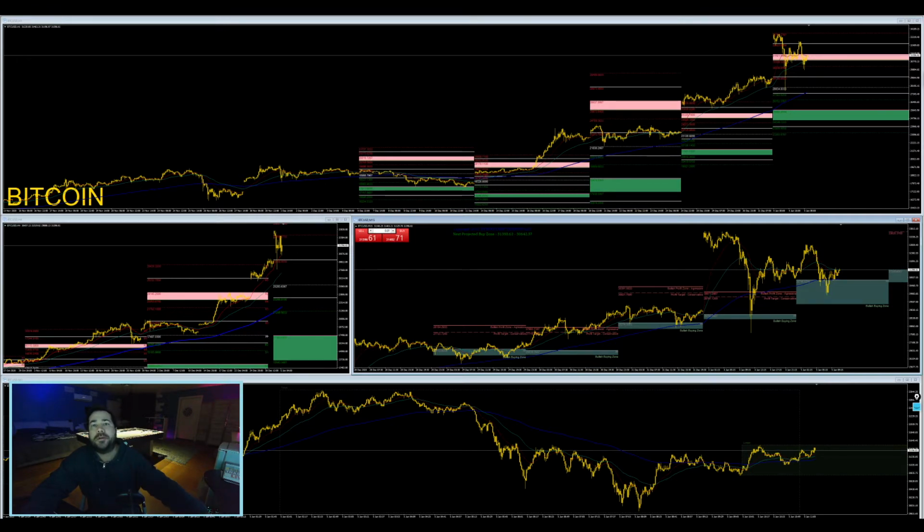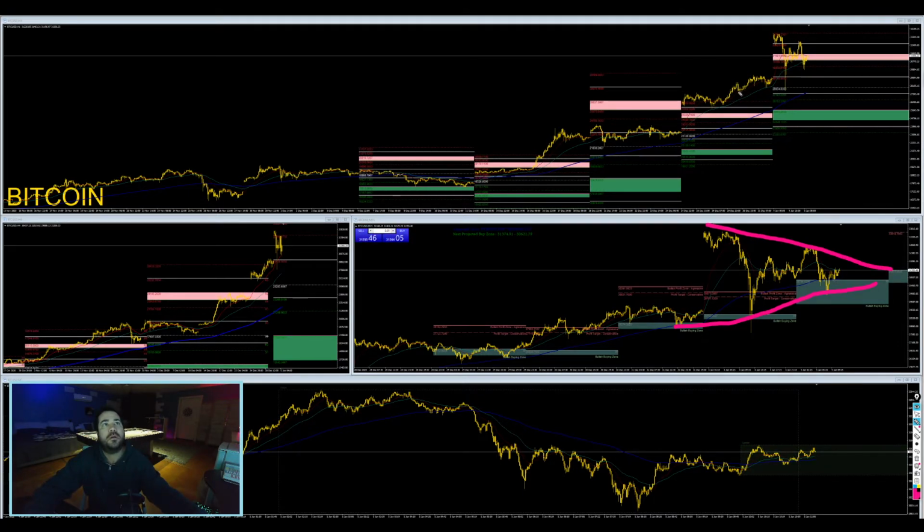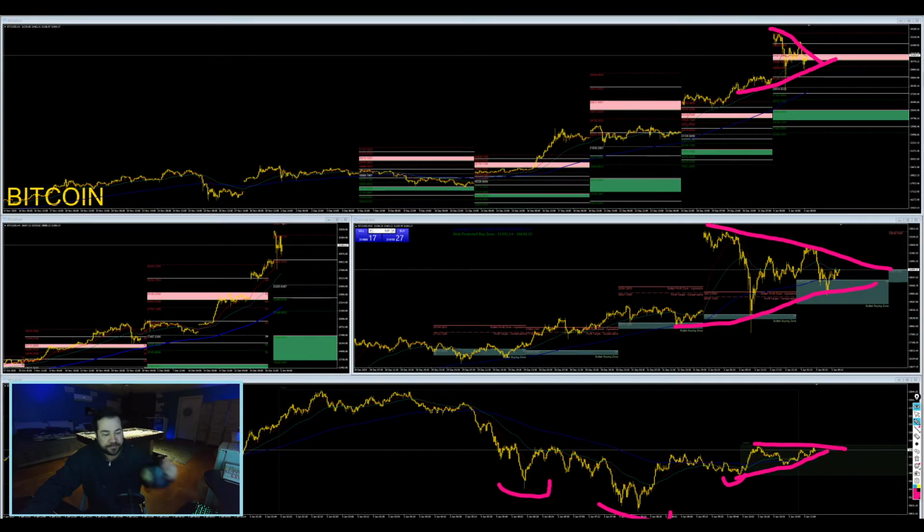Got consolidation going on. Yeah, that's what Bitcoin does. Likes to consolidate. Right here. Triangle. Wow, even got real tight on the 1 minute chart. Possible head and shoulders. Okay.